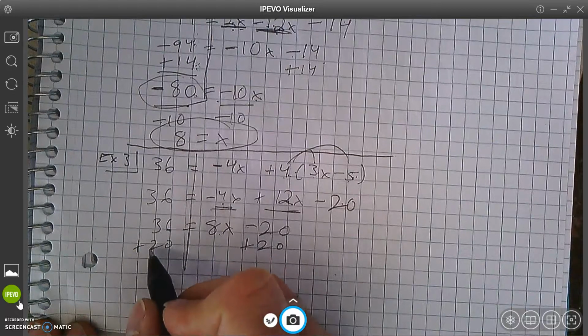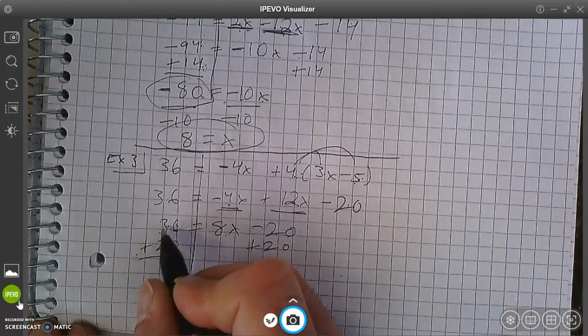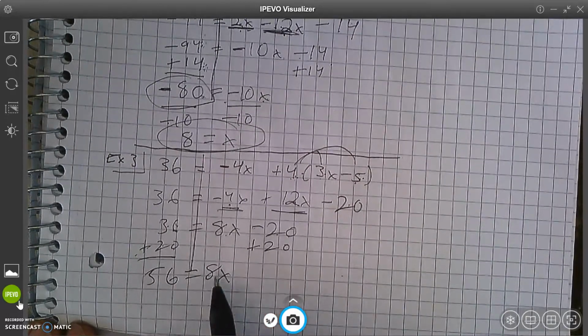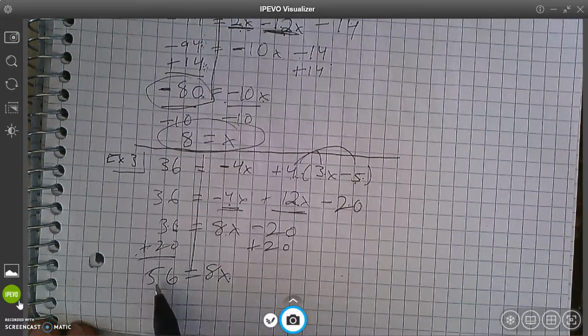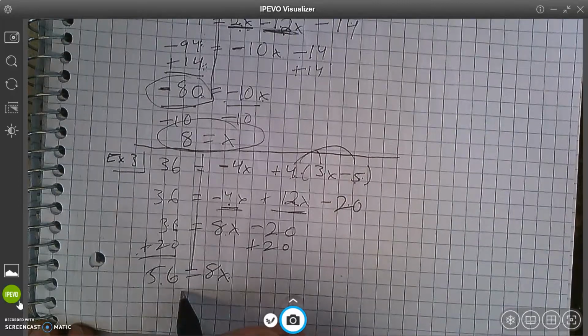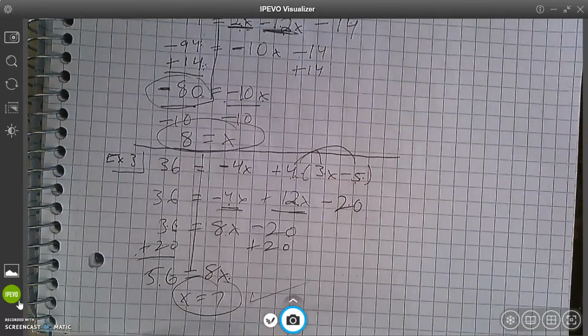So 6 plus 0. You have to add the ones first. 6, 3 plus 2, 56. No calculators. Look at that. 8 times what number is 56? 8 times 7. 8 times 7 is 56. Got it.